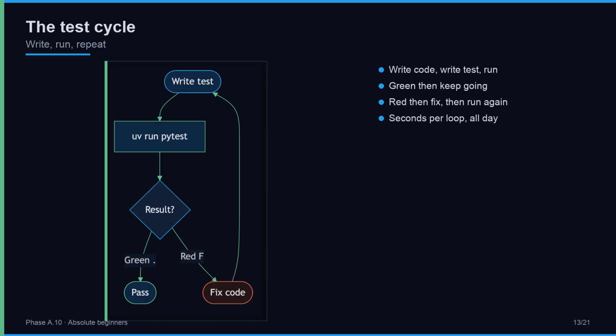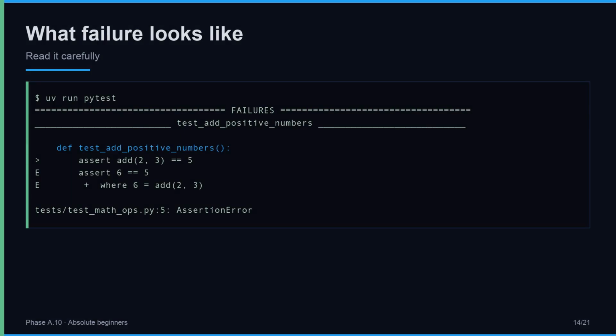You do not write 10 features and then 10 tests, you alternate, feature then test, feature then test. This rhythm is called test-driven development when you write the test first, but even testing after is fine. What matters is the loop. Seconds per loop.